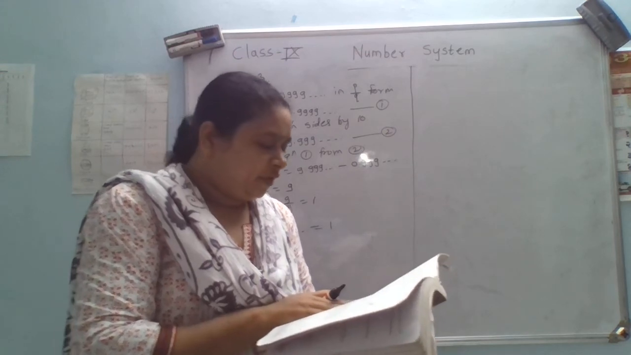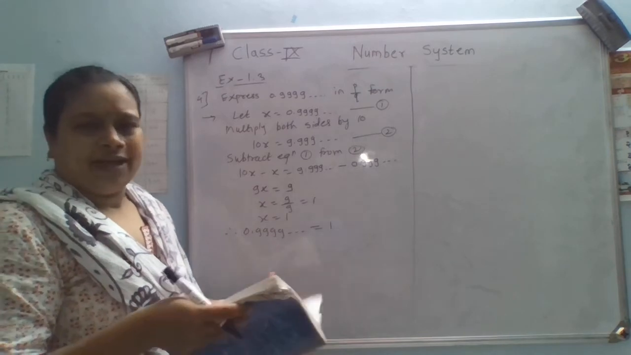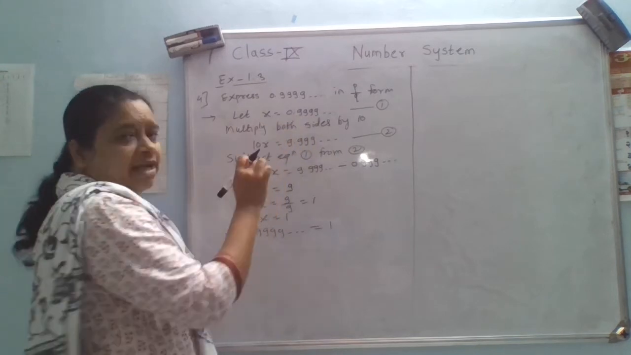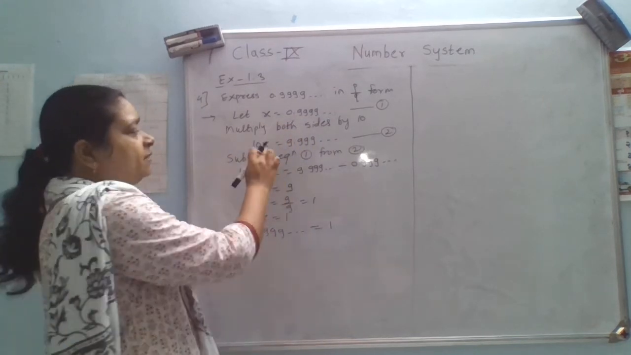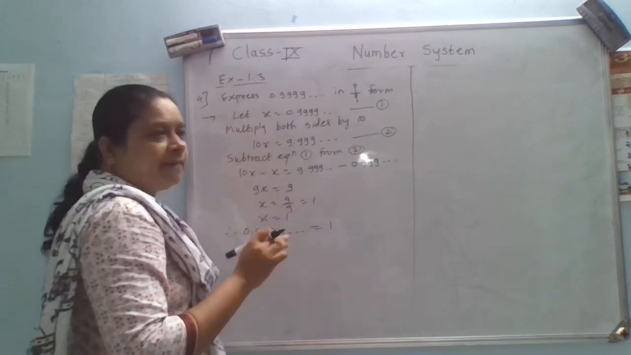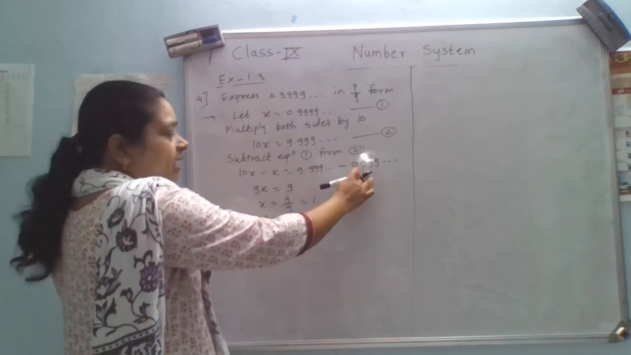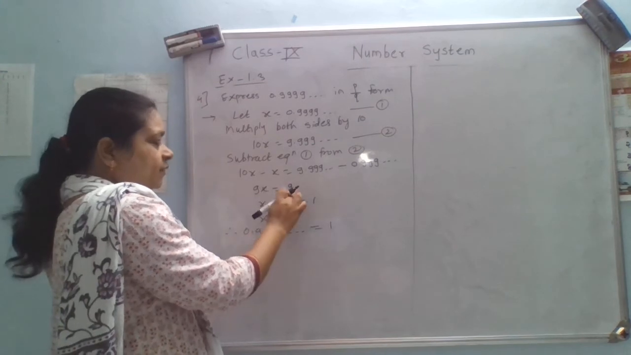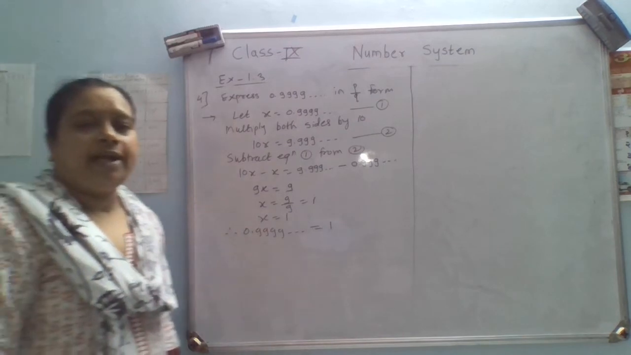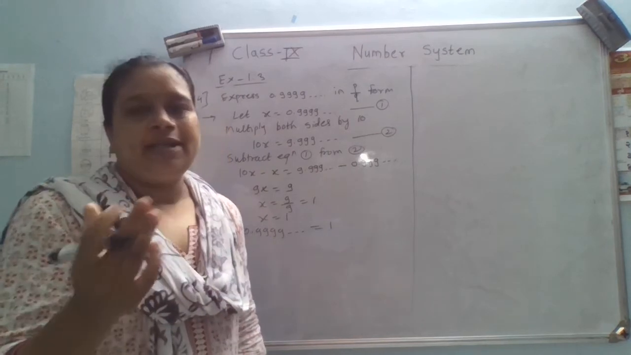Then question number 4, express 0.999 repeating in the P by Q form. Same way, let us consider x as 0.999, equation number 1. Only the number 9 is repeating, so multiply both sides by 10. It comes to 10x, and after multiplying, 9.999. Equation number 2. Subtract equation 1 from 2: 10x minus x is equal to 9.999 minus 0.999. We'll get 9x is equal to 9. Then x is equal to 9 upon 9 is equal to 1. Means 0.9999 is nearly equal to 1.